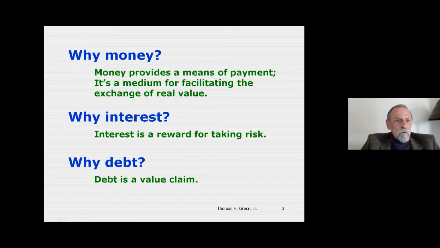And so we have to ask the question of why do we have money? Money provides a means of payment. It's a way of facilitating the exchange of real value, that is goods and services. And why do we have interest? Interest is a reward for taking risk in the capital formation process. But interest isn't the only way that we can record risk-taking or reward risk-taking. And debt is not the only kind of instrument, the only kind of value claim that we have.